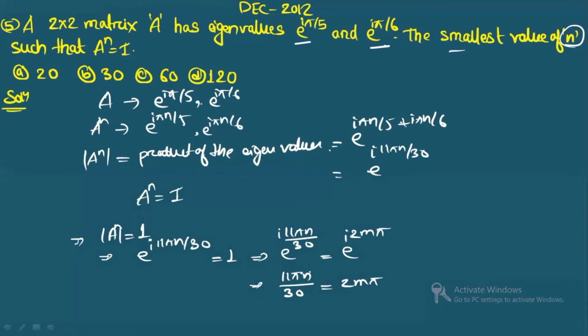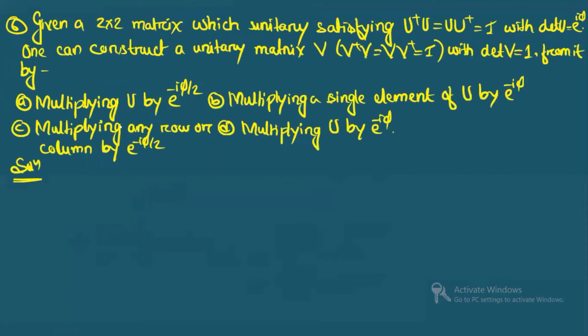So if you see here, π and π will get cancelled, right? And you will have n by m equals 60 by 11, right? So n is equal to 60. So the smallest value of n will be 60 here. Clear? Now let's see the next question.